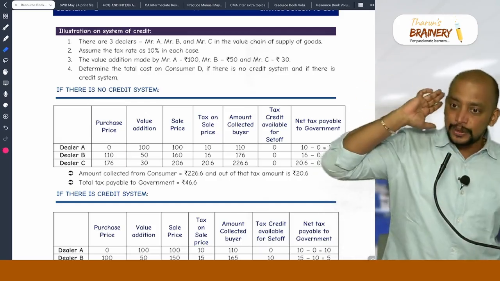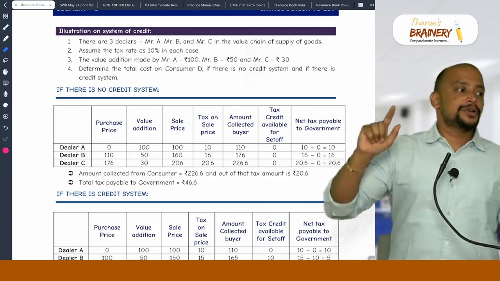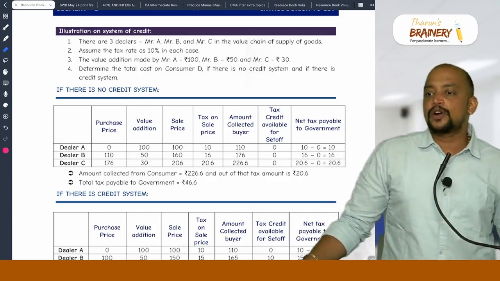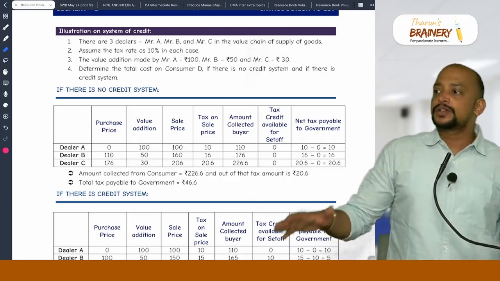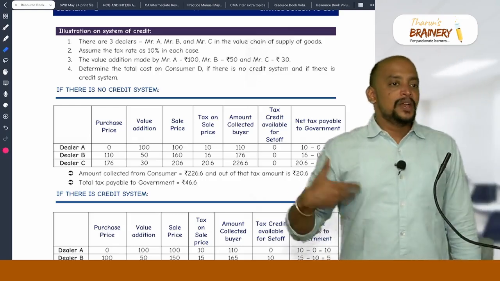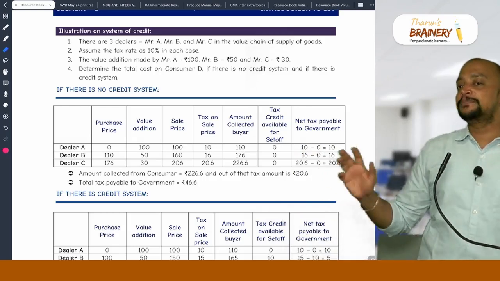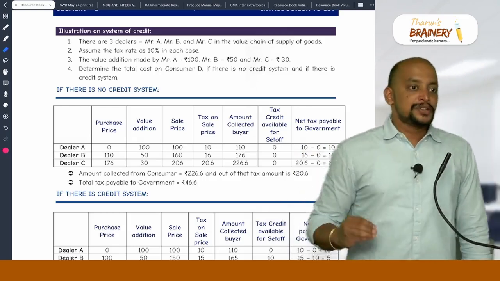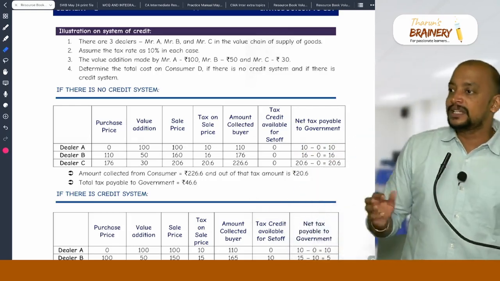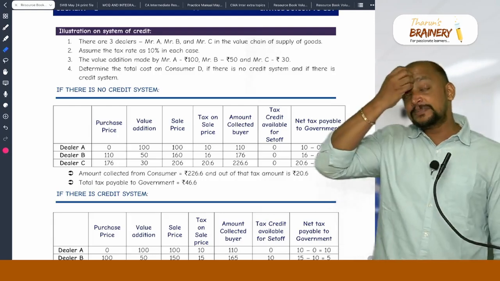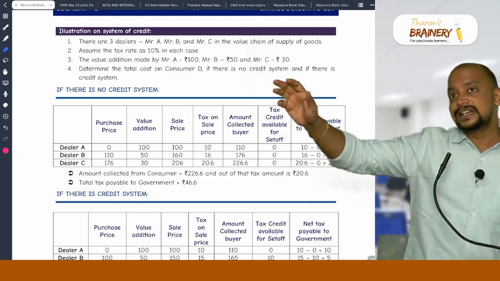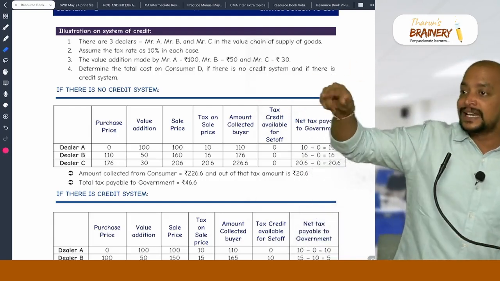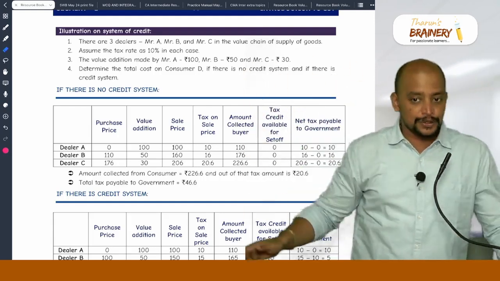You just listen to me and look into the table. Dealer B has a cost of 110, and the value addition made by dealer B is 50 rupees. So 110 plus 50 is 160, and on that 10% will be 16 rupees. So 176 is collected from dealer C, and dealer B cannot take ITC of 10 rupees. Due to that reason, how much GST will dealer B pay to the government? The entire 16 rupees will be paid to the government.